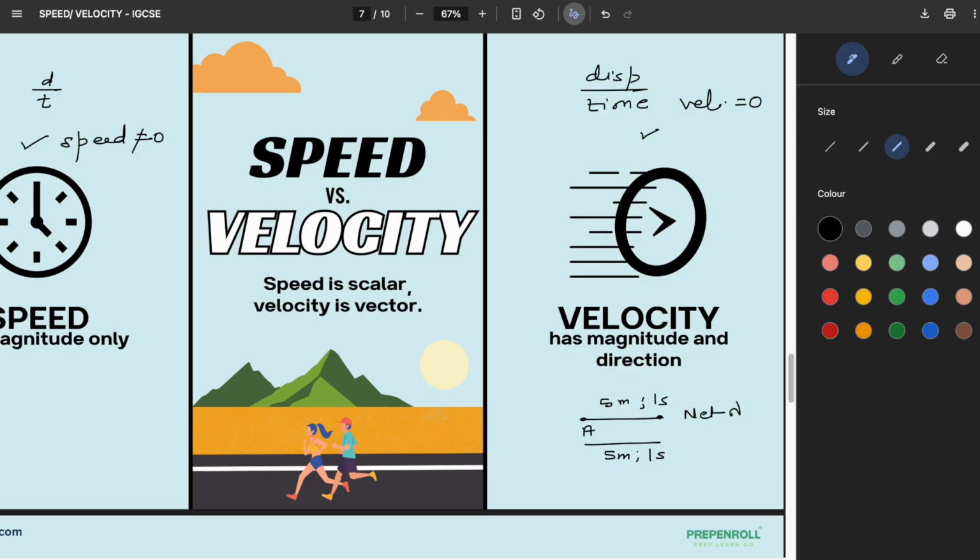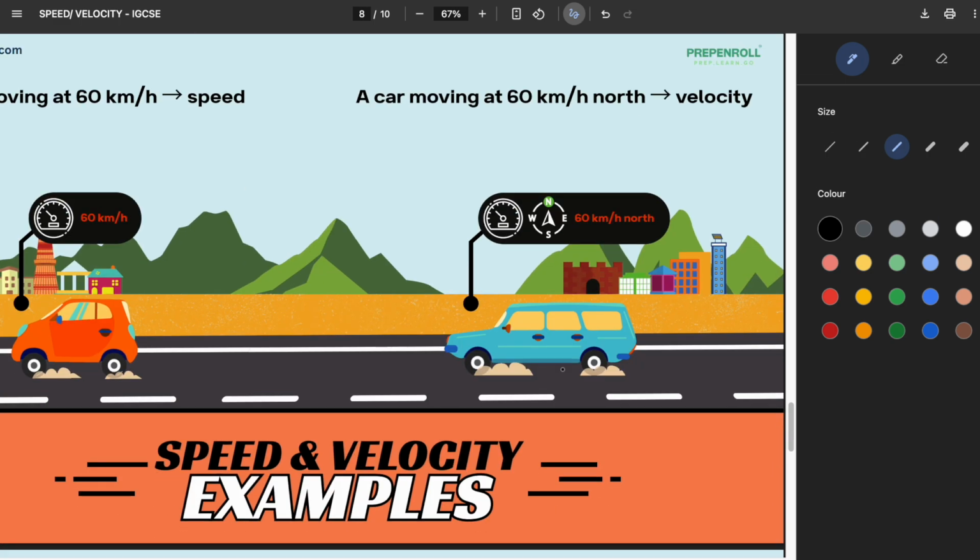If I talk about my net displacement here, it is 0. Why? Because I reach again my previous, you could say my initial, position. So net displacement becomes 0 and hence my velocity could be 0. Okay. Now if I talk about the examples here, just ignore.